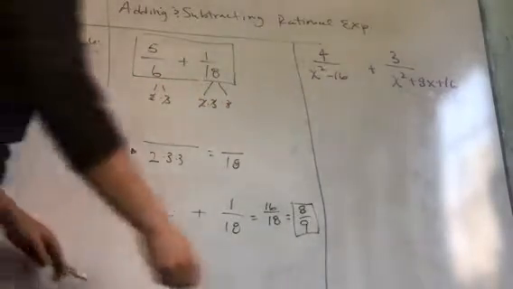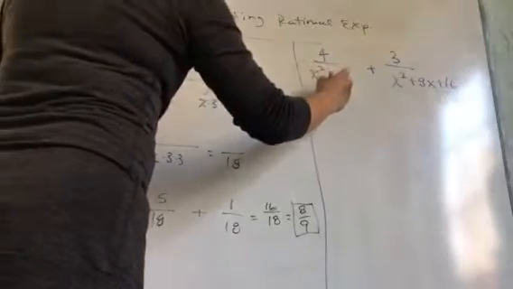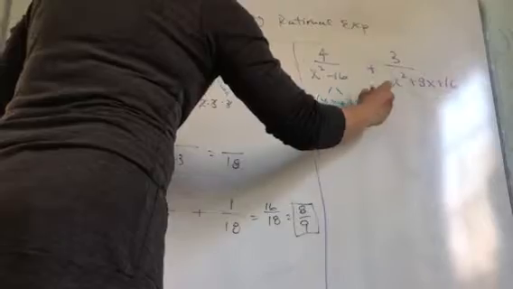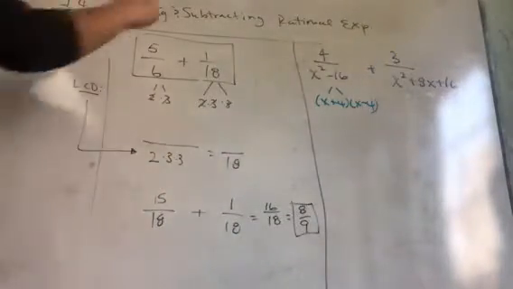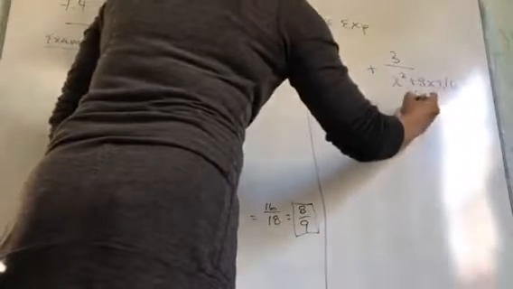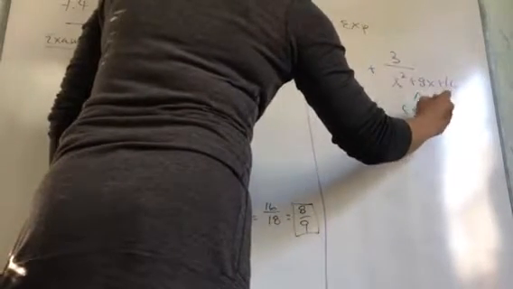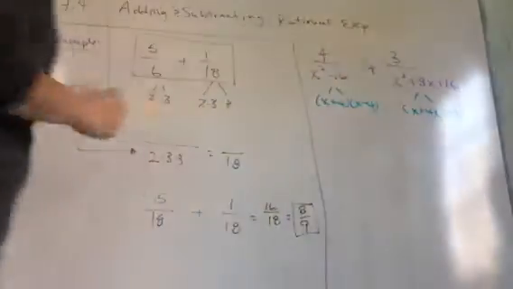And to find the LCD, I'm going to break it down into the factors. So if you take a look here, x squared minus 16 can be broken down to x plus 4 times x minus 4. Those are the factors, okay? Likewise, on the other side, this can be factored to be x times x plus 4, or x plus 4 squared.